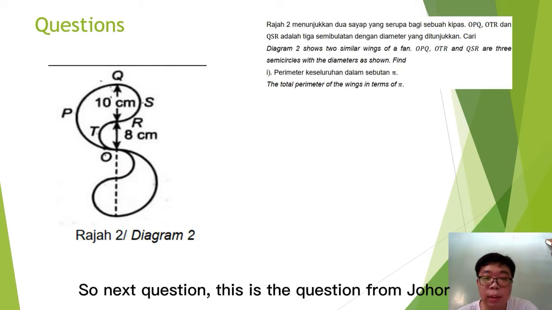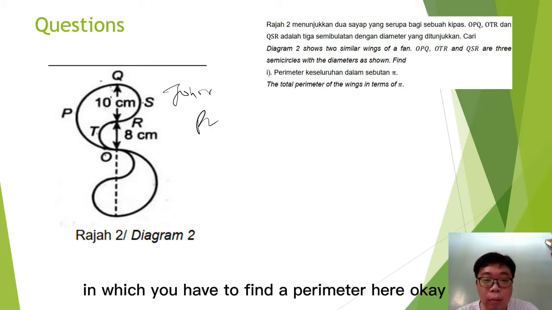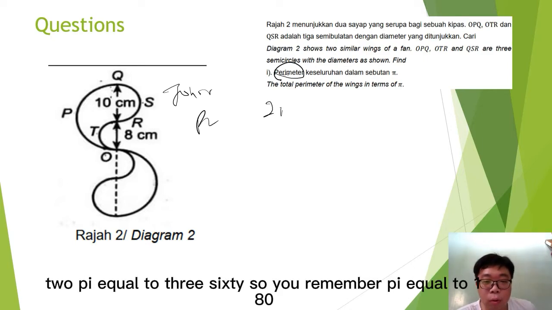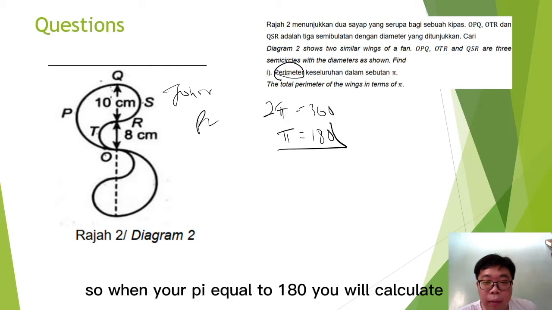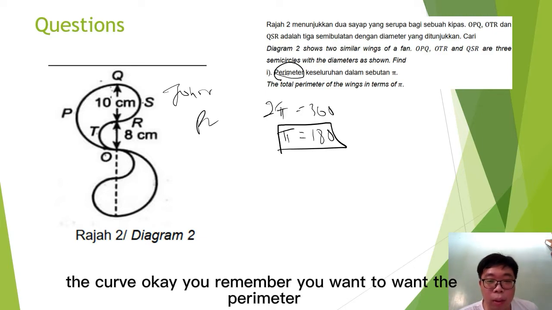So next question, this is the question from Johor paper 2. It looks very hard, but actually it's an easy question in which you have perimeter here. Okay, so what you are going to do, remember we have 2 pi equal to 360. So remember pi equal to 180. So when your pi equal to 180, you will calculate the curve. Okay, you remember when you want the perimeter.